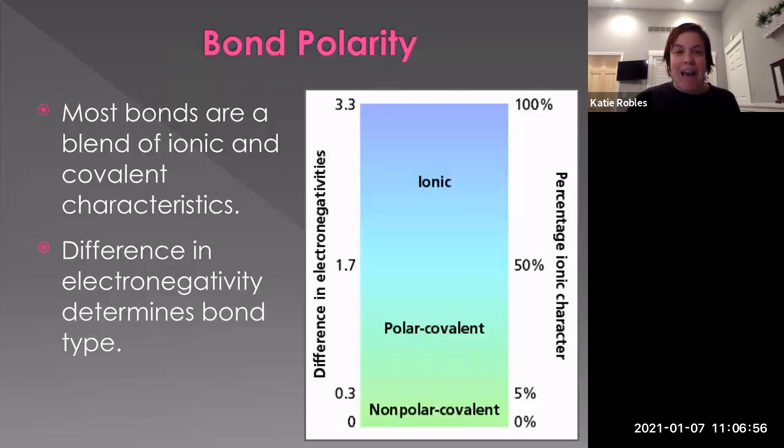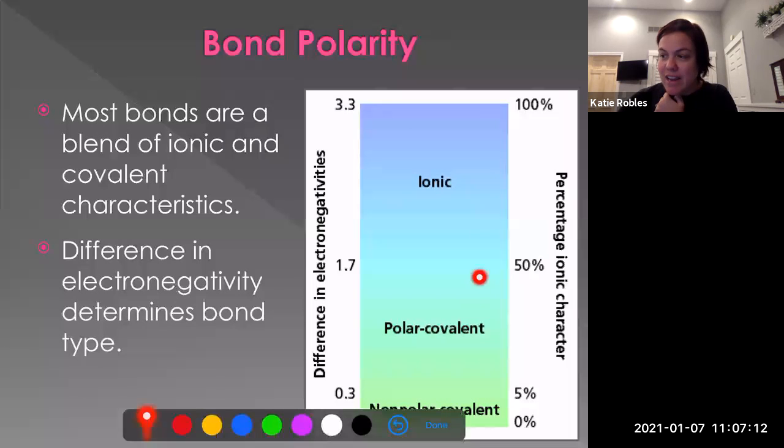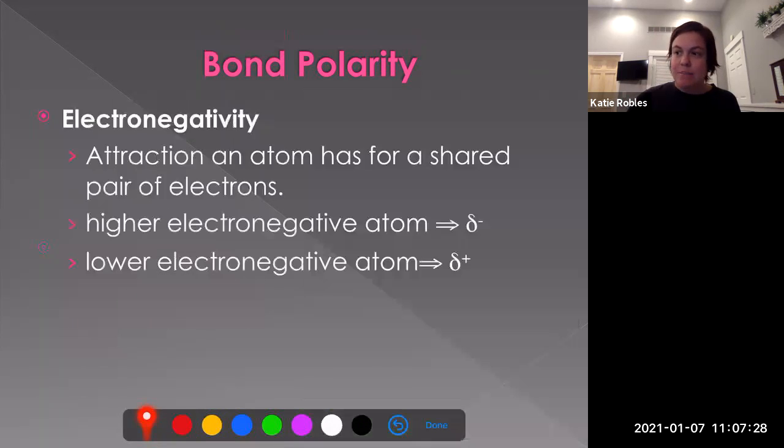So it turns out that most bonds, even though we've said you've got ionic bonds and covalent bonds, are kind of ionic covalent-ish. There's some kind of gray area that happens between ionic and covalent, and we get something called polar covalent and non-polar covalent, which I'll tell you about more today. And it's that difference in electronegativity that's going to determine these different bond types.